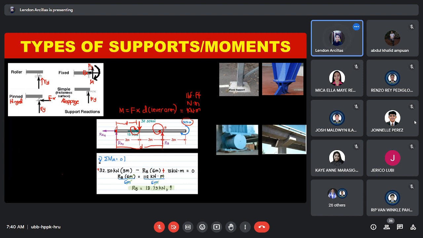So yun, konting review lang on how to take moments and to find the value of our lever arm. So yun yung importante. So as you can see, this RAH and RAY, this is what we call the hinge. Okay, so naka-hinge siya.